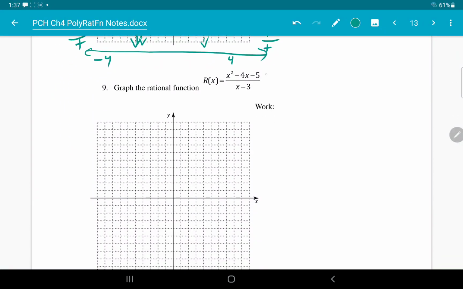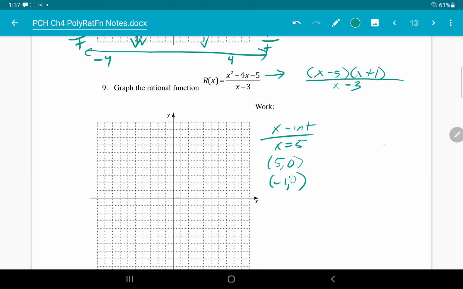Example 9. Let's factor, let's do x minus 5, x plus 1. And then on the bottom we have x minus 3. X-intercepts occur at 5 and also negative 1. Y-intercepts occur at x is 0, y is, what's that, negative 5 over negative 3, so 5/3. Okay. Alright. Vertical asymptote, x equals 3, and that's going to be an oblique asymptote.